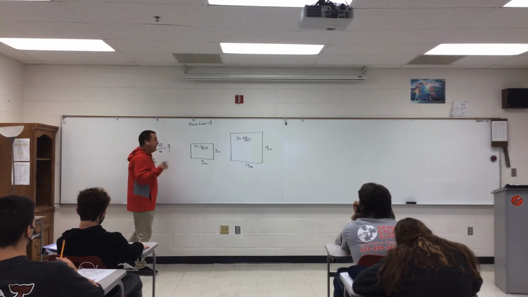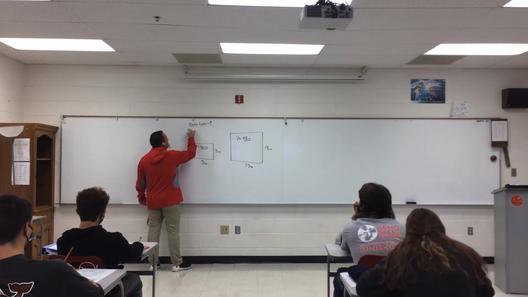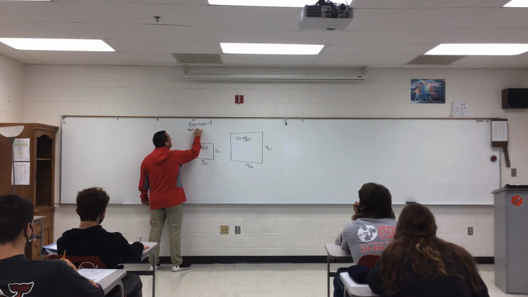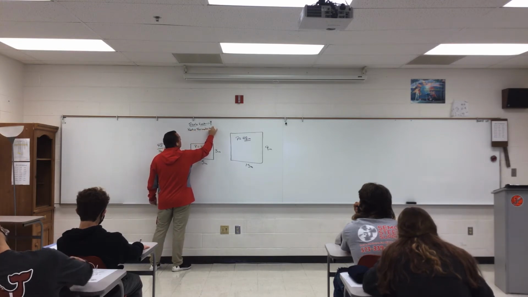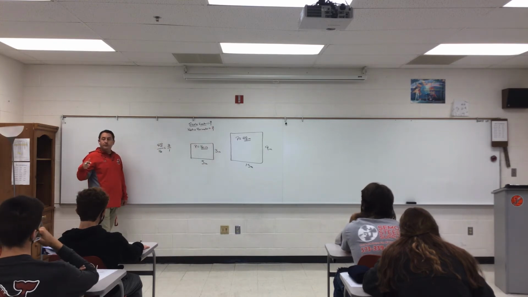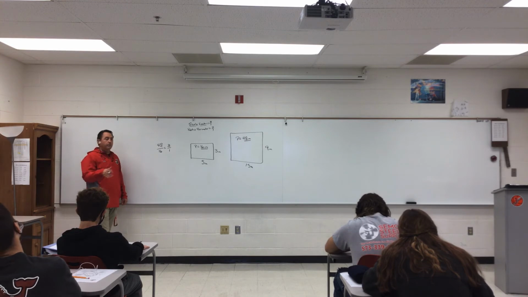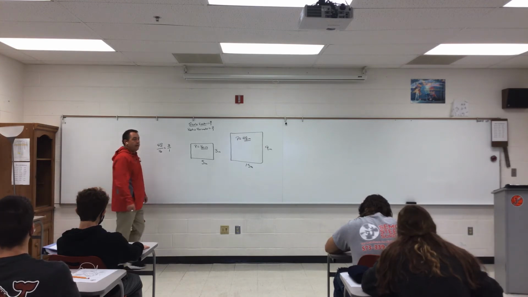Okay, so what we've just figured out is this. If you know a scale factor, the ratio of the perimeters is going to stay the same. So whatever the ratio between the sides, that's going to be the ratio of the perimeter. Now, but watch what happens if we do area.